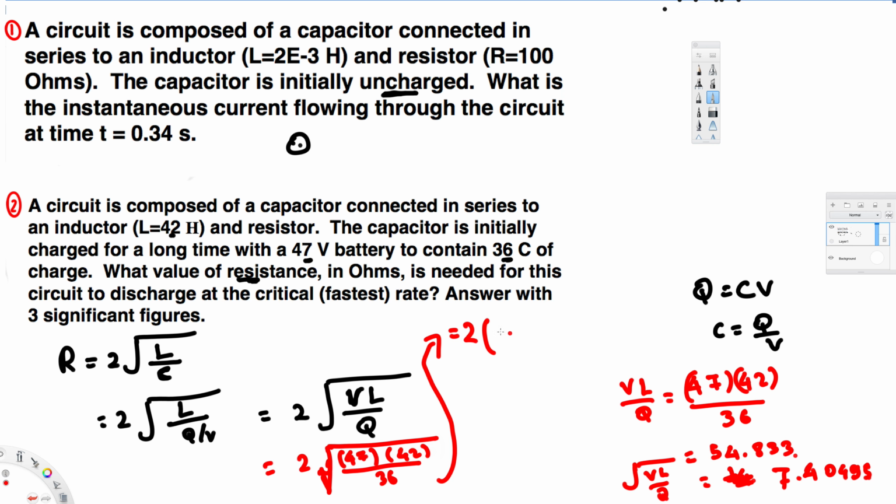2 times 7.40495, and if you multiply this one you will get 14.8099, but the question is asking to give us 3 significant figures, so this is going to be just 14.8 ohm, and that's going to be the final answer.